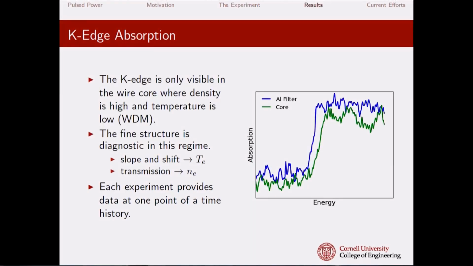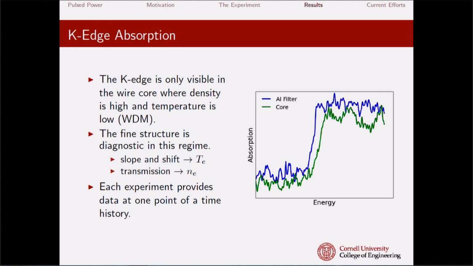So if we look carefully at the K-edge, in blue we can see the profile of the K-edge in the cold aluminum filter, and the green is the profile that's seen in the core of the wire. And perhaps if you squint a little bit, you can see that the slope of the green falls over a little bit. It definitely shifts in energy, and there's some fine structure up here near the top.